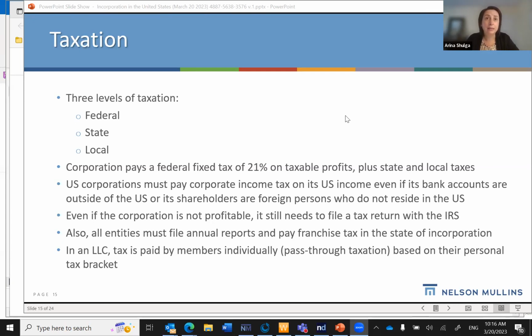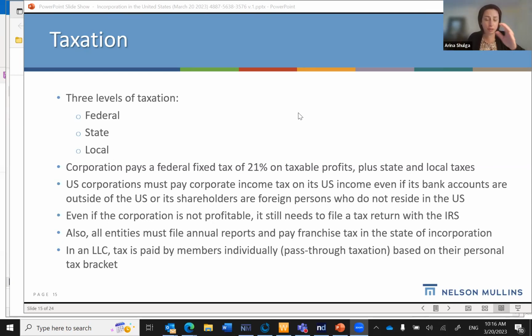So, let's say you have a corporation, but it's dormant. It's not doing anything, or maybe it's losing money. You still have to file a tax return, okay? Even if no tax is due, you would still need to file a corporate tax return every year. And for that, you need to work with an accountant.